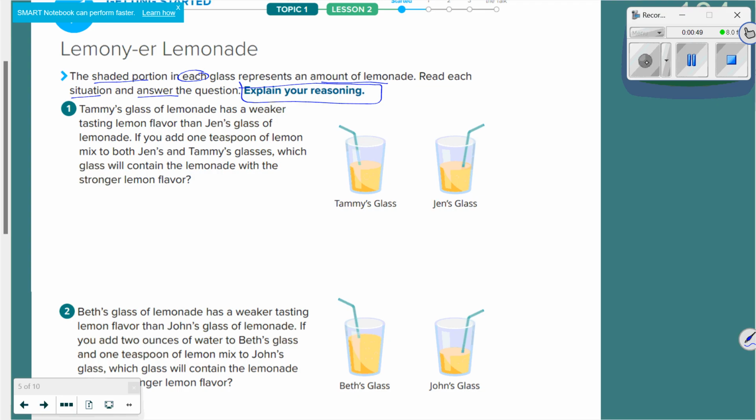Tammy's glass of lemonade has a weaker flavor than Jen's glass of lemonade. If you add 1 teaspoon of lemon mix to both Jen's and Tammy's glasses, which glass will contain the stronger lemon flavor? Who thinks it is Tammy's glass? Who thinks it is Jen's glass? Okay, who can tell me why?